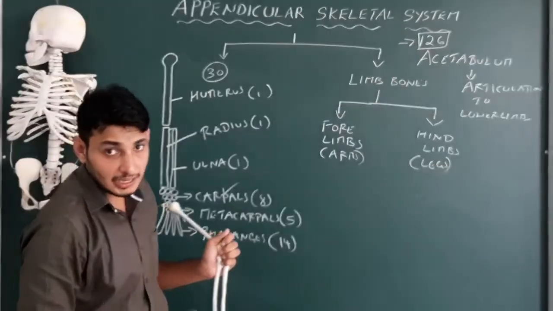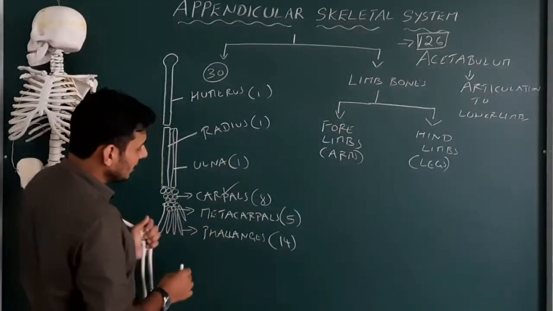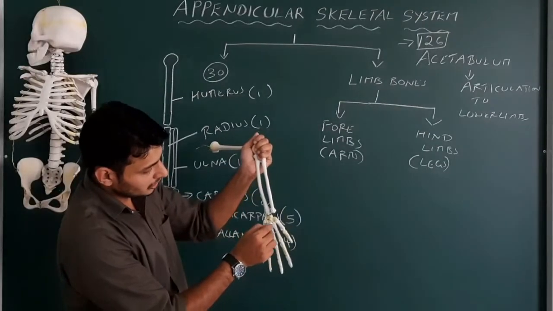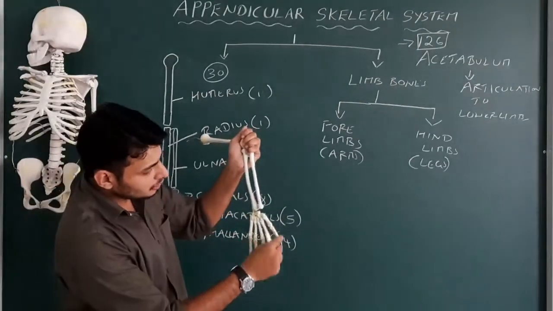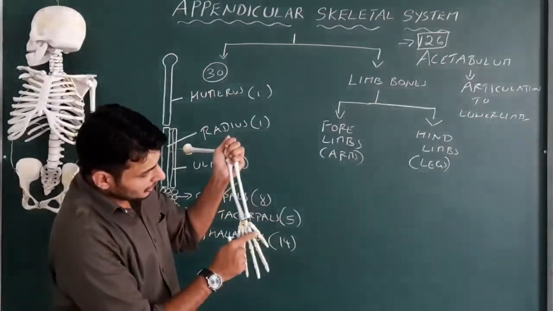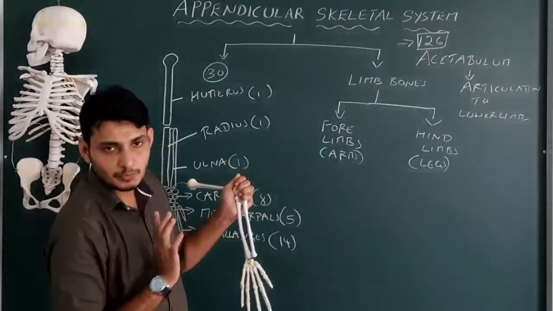How many carpals are there? 8 carpals are there. And then the carpals continue further to make the metacarpals. How many are there? Total 5 are there, 1 2 3 4 5. And it continues further, and this structure is actually called the phalanges. So in the thumb, how many phalangeal bones are there? Only 2, 1 2, that's it.